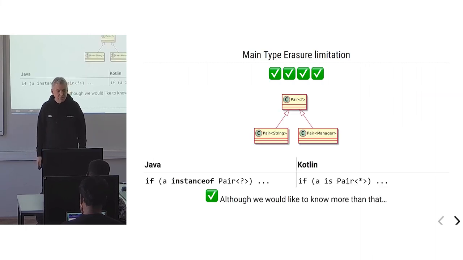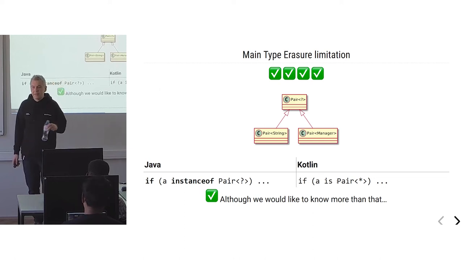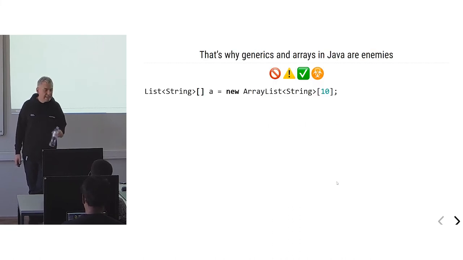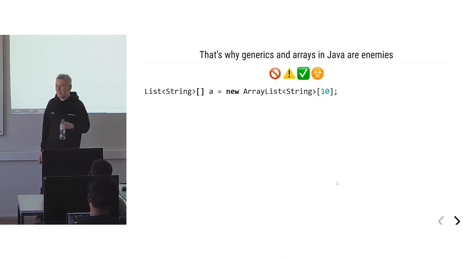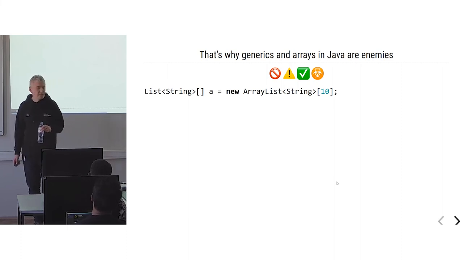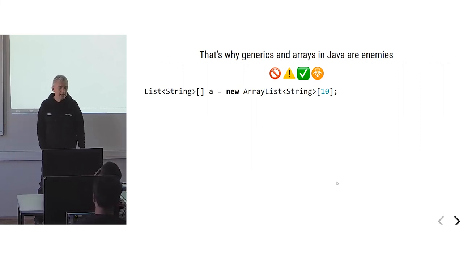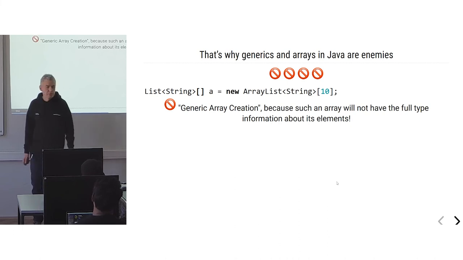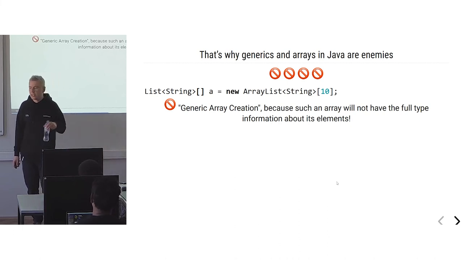Because generics are type erased and arrays are reified in Java, generics and arrays in Java are enemies. You cannot mix and match generics and arrays. When you become an experienced Java developer, pretty soon you will figure it out. So if you try to write code like this, it won't compile. It will tell you that you are going to create a generic array.